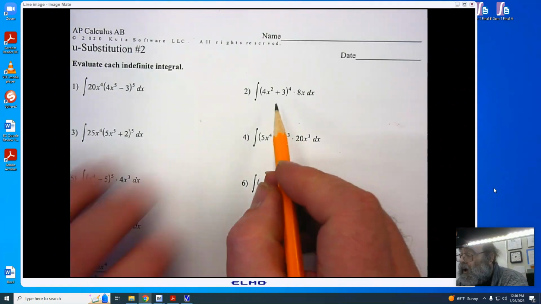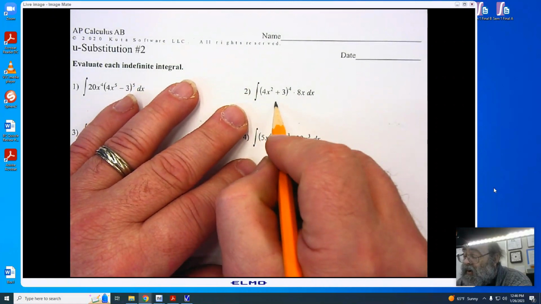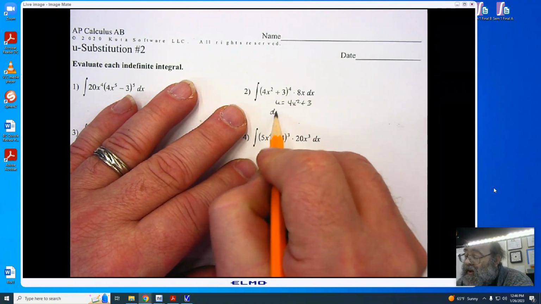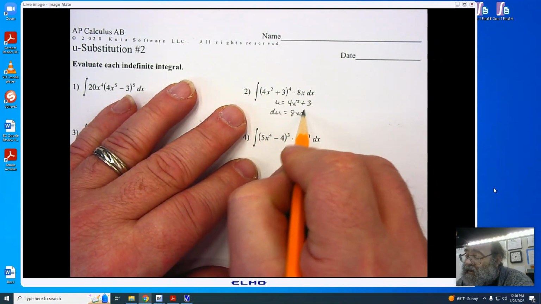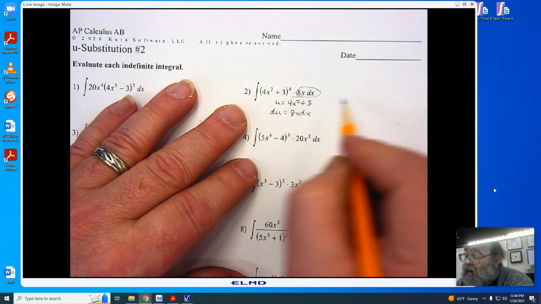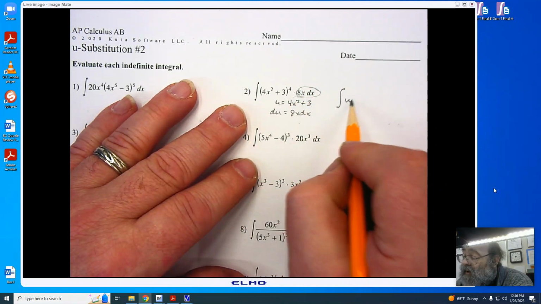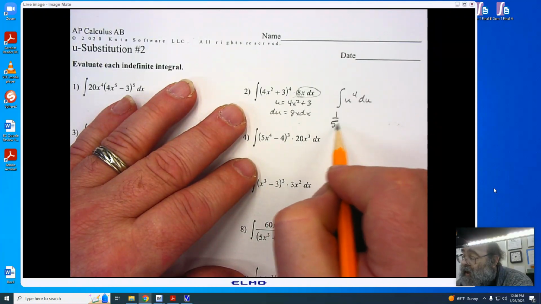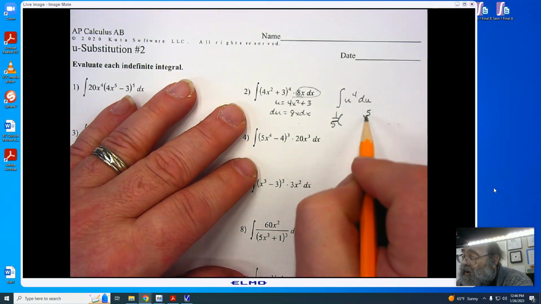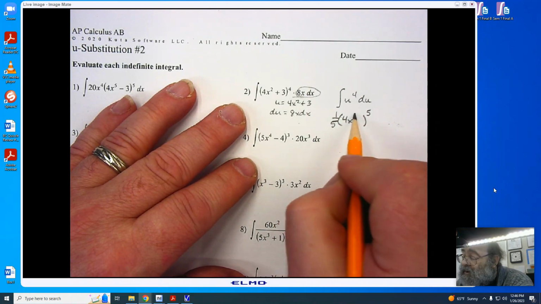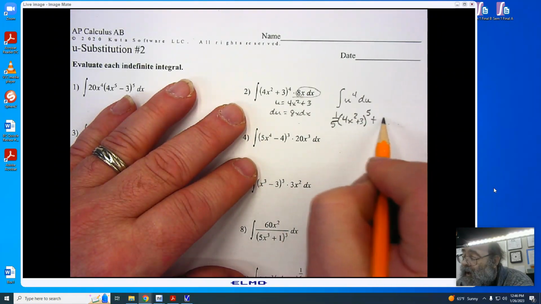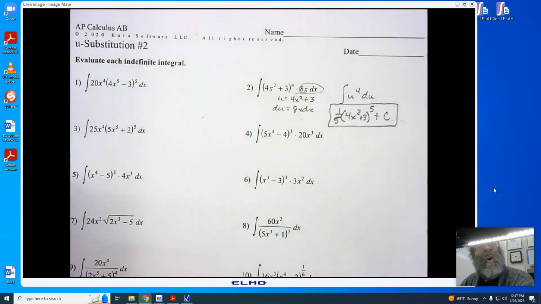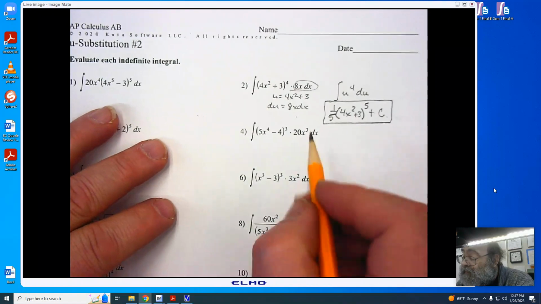Starting with number 2, I'm going to look at this and let u equal 4x squared plus 3, so that my du will end up being 8x dx. And we can see that right back here. We end up having the integration of u to the 4th du, and I then integrate to get 1/5 u to the 5th, and I back substitute the u, which is 4x squared plus 3, and don't forget your plus c. There's number 2. Let's go ahead and take a look at number 4 next.